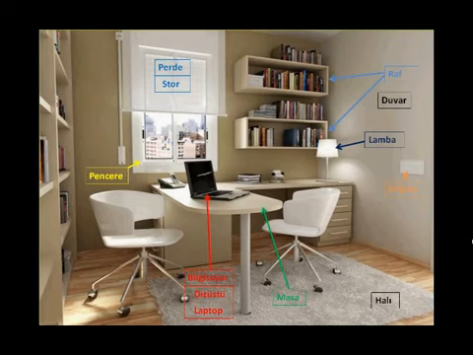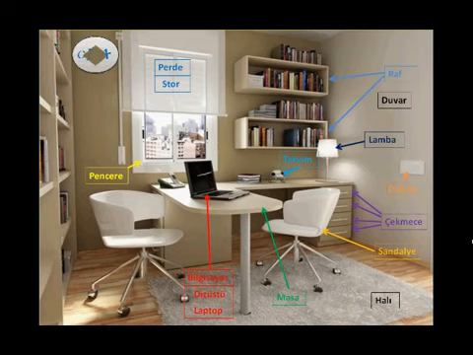Takvim, calendar. Takvim, calendar. Çekmece, drawer. Çekmece, drawer. Sandalye, chair. Sandalye, chair. And this whole place is a room, right? In Turkish it's called oda. Oda means room, oda.